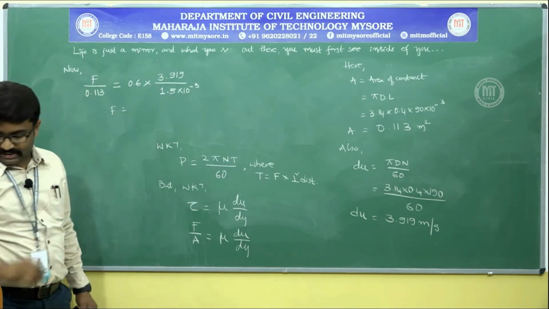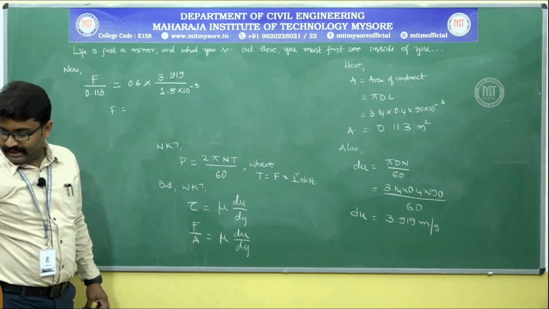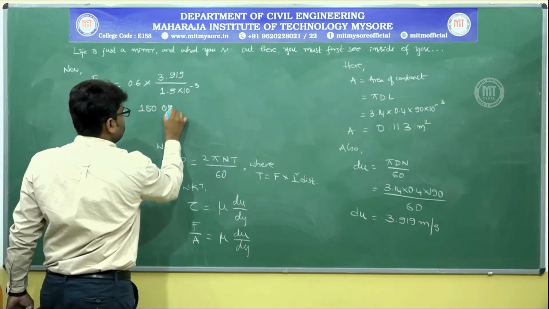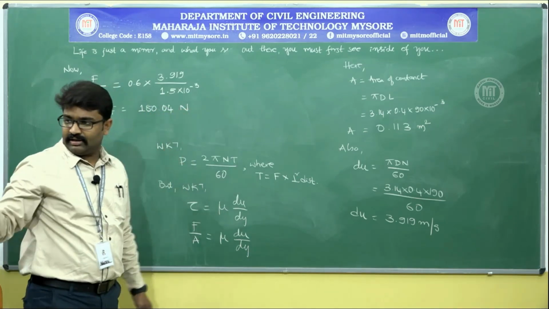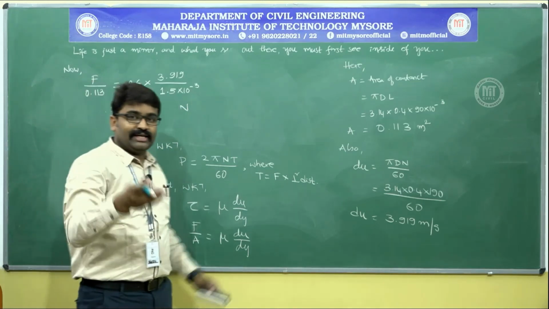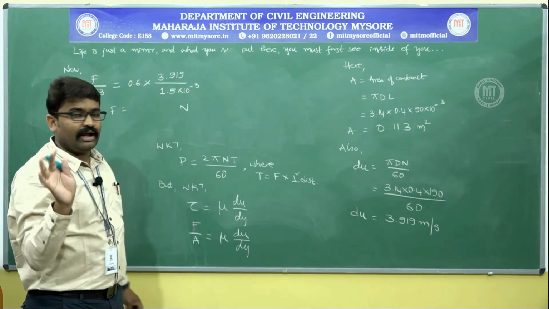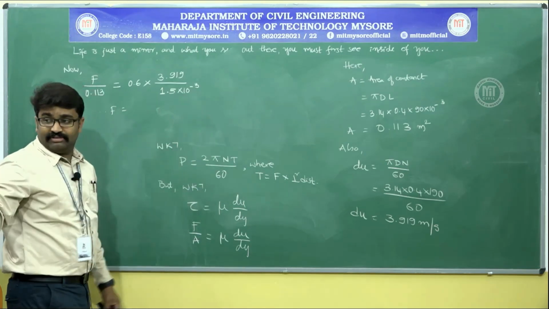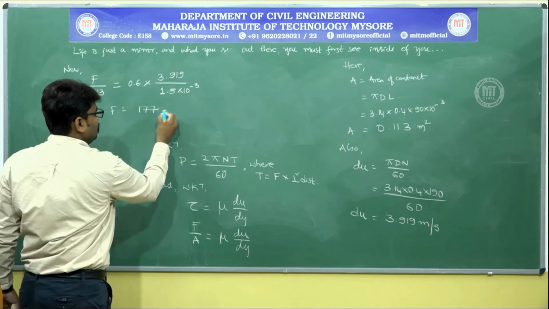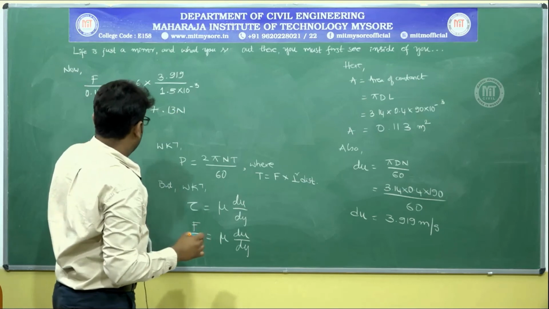So using this, how much is F? F is found to be 180.04 Newton. Any different answer? 177. Okay. You students can solve it using their calculators and they will get the answer. If there is slight difference, not to be worried at all. How much is the value you have got, sir? 177.113 Newton. Now you have force.